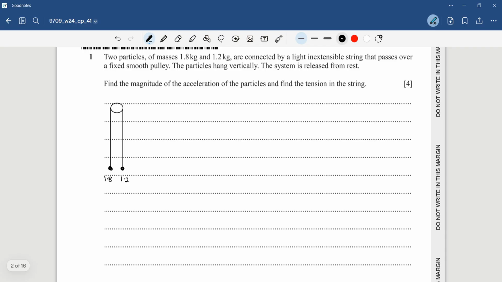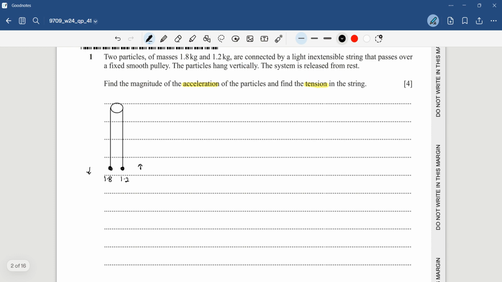Let's assume like that. The system is released from rest. Find the magnitude of acceleration of the particles and the tension in the string. So here we need to find the acceleration and also the tension. When the objects are released from rest, the heavier object will go downwards and the lighter object will go upwards. So one will go down, one will go up.